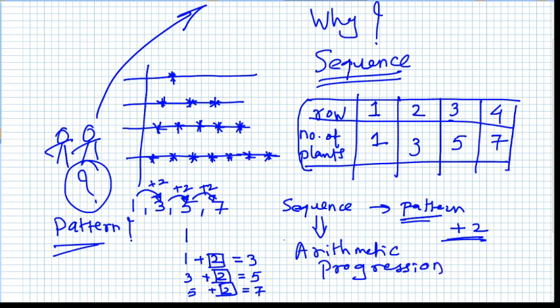This is what we call an arithmetic progression. We can get the next number in the sequence by adding or subtracting a fixed number. What is the fixed number here? 2. So this kind of sequence we call an arithmetic progression.